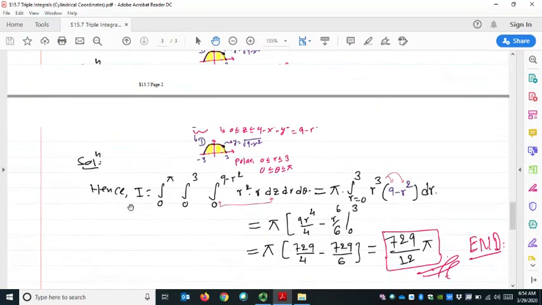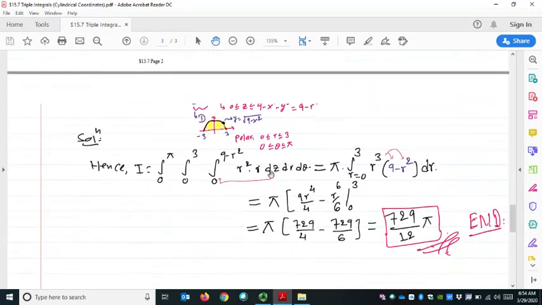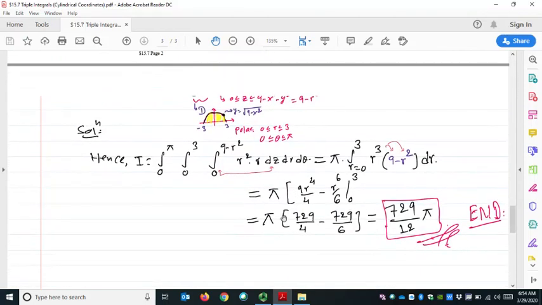Great. So the given triple integral I equals, this is the theta integral, this is the r integral, this is the z integral. The z bounds are 0 to 9 minus r square, the r bounds are 0 to 3, the theta bounds are 0 to pi, and our integrand function is x square plus y square in Cartesian coordinates, which becomes r square in cylindrical coordinates. Our volume element dz dy dx in Cartesian coordinates becomes r dz dr d theta. Great. So now let's evaluate.